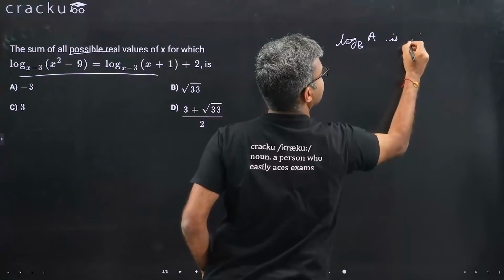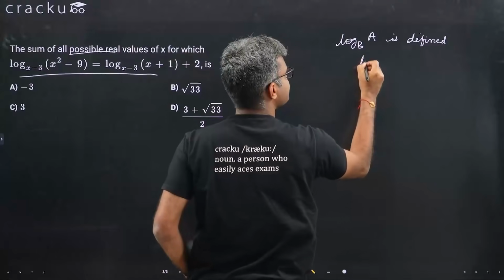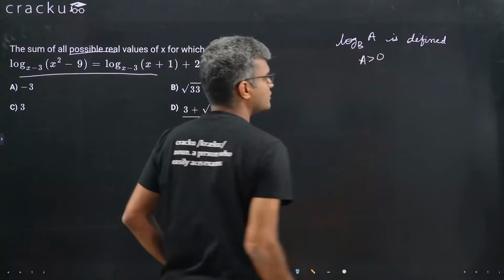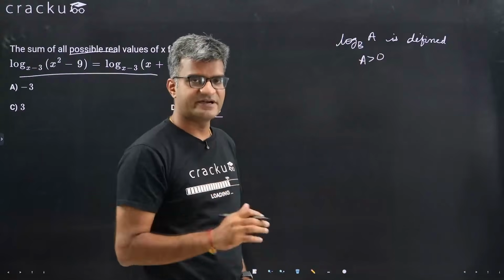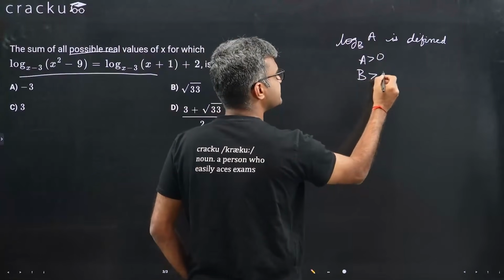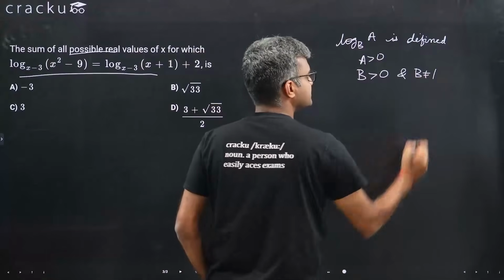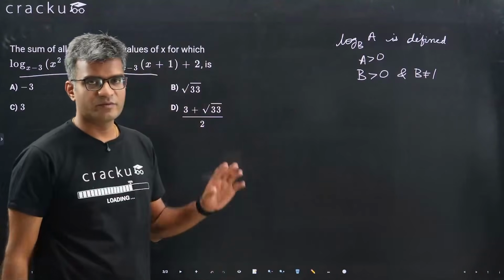When is it defined? It is defined when a is strictly greater than 0. A cannot be equal to 0. The argument has to be definitely greater than 0. The base b also has to be greater than 0 and b should not equal 1. These are the conditions that are needed for a logarithm to be defined.